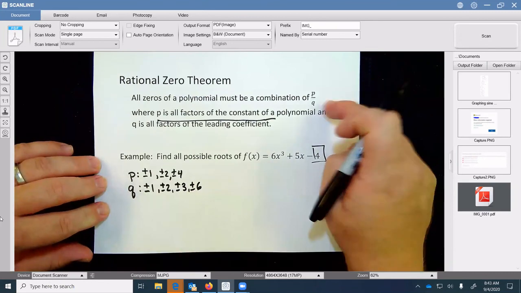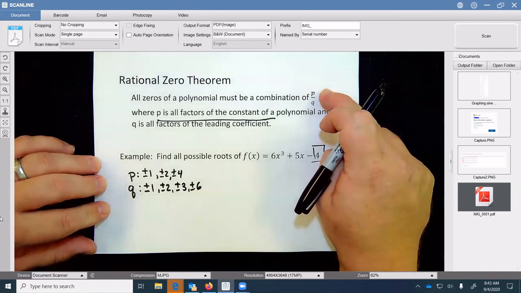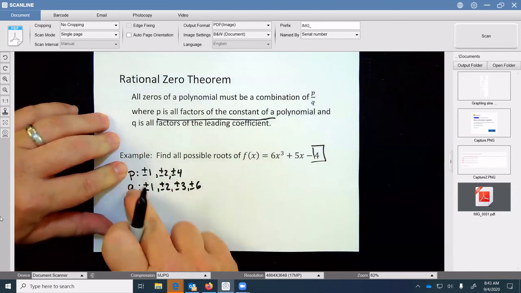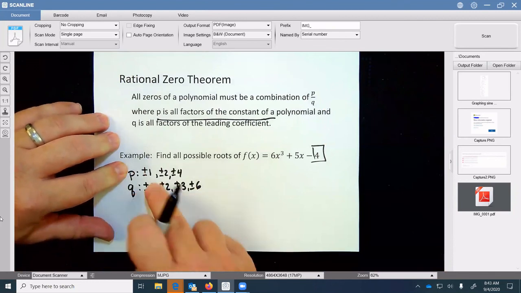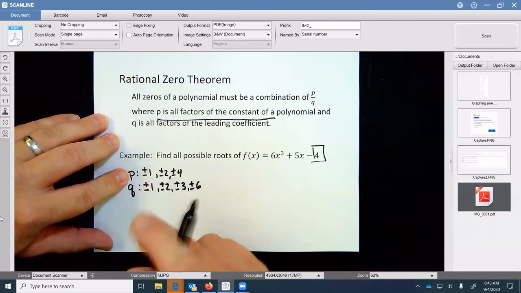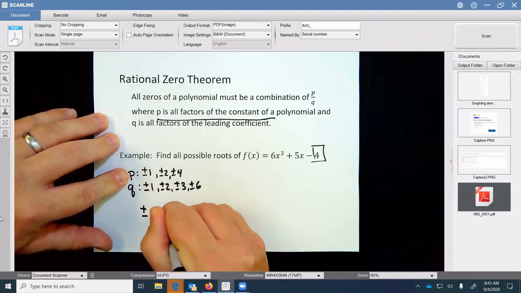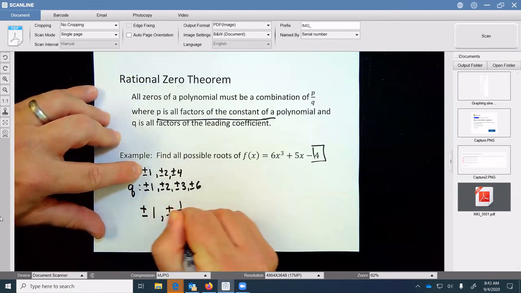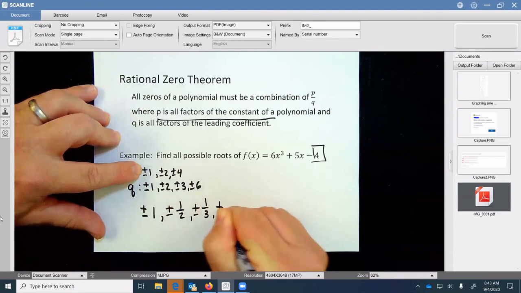So when we start talking about all possible roots, all possible zeros, we have to take all combinations of these, P's over Q's. So I can do 1 over 1. So plus or minus 1 over 1. I'm just going to use this 1 up here. Plus or minus 1 over 2. Plus or minus 1 over 3. Plus or minus 1 over 6.